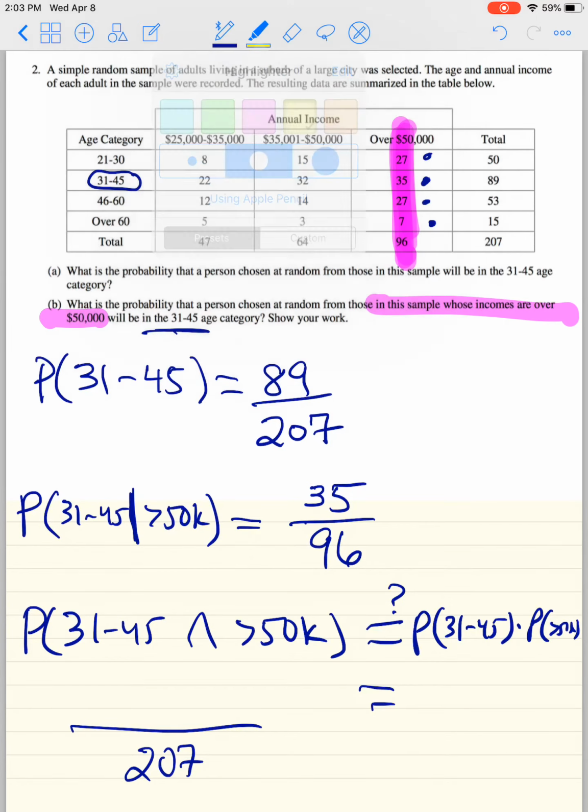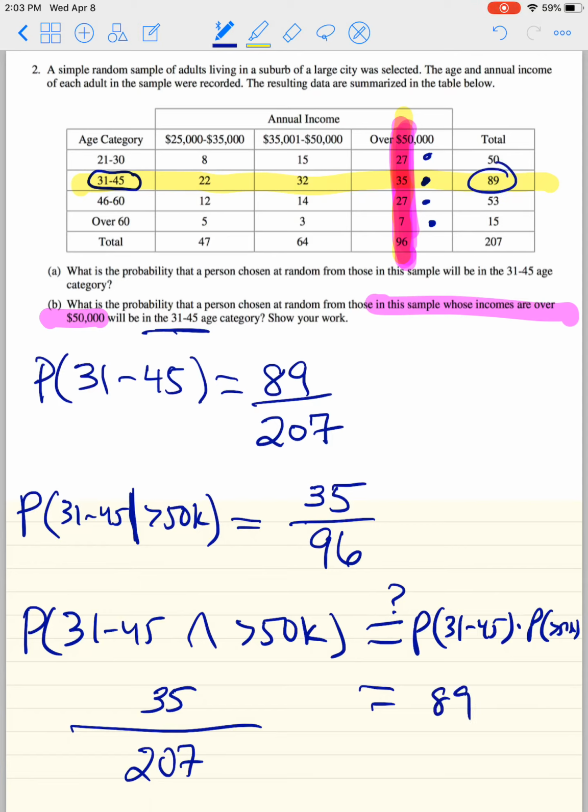Let me pick a different highlighter. So there's 31 to 45, there's 50, they meet at 35. So that's going to be this guy here. And now 31 to 45 is going to be 89 over 207 times more than 50 is going to be 96 over 207. And I'm certain those two are not independent because those two probabilities don't match.